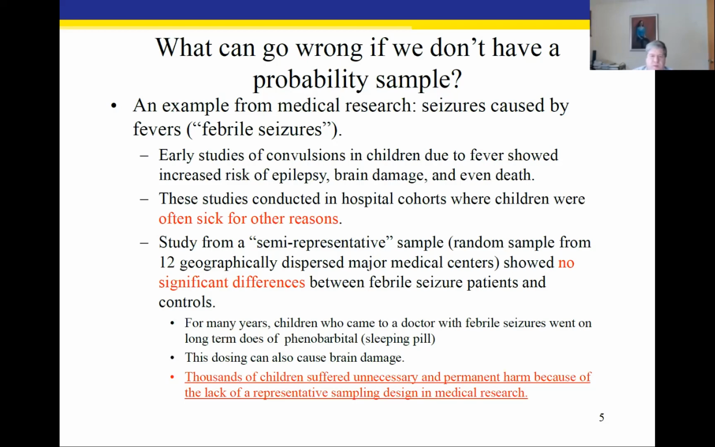Now, this was particularly important because for years, children who had these fever-induced seizures often went on long-term doses of phenobarbital, which was a sort of sleeping pill, also used to calm seizures in epileptic patients. This dosing itself, particularly in children, can cause long-term bad side effects, including brain damage. So effectively, thousands of children suffered unnecessary and permanent harm because of a lack of a representative sampling design in the medical research here, is the bottom line. These kids are being given medications that have potentially severe side effects for no good reason.